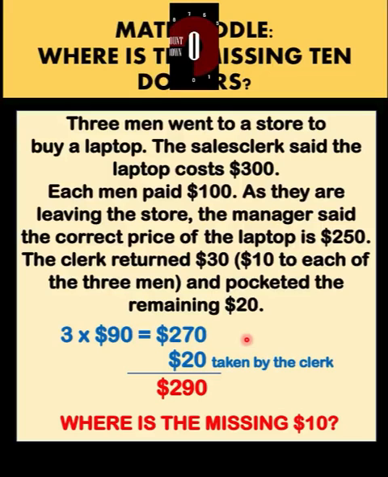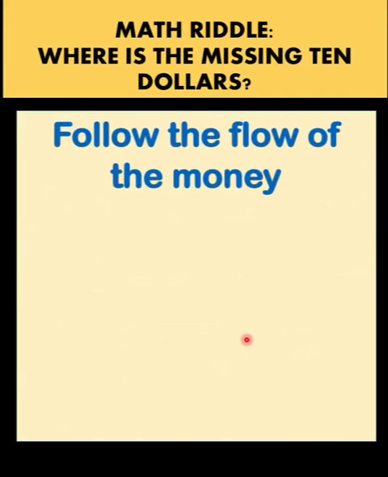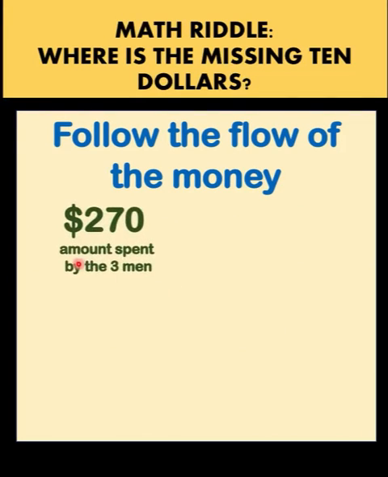Now let's solve this problem together. The key to solving this problem is to follow the flow of the money. So here is the flow of the money. The 3 men actually spent $270, not 300 but 270, because $10 were returned to each of the 3 men. So each man only spent $90, or a total of $270. Now, where does this money go?